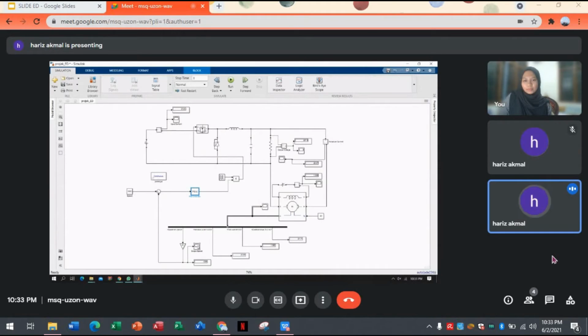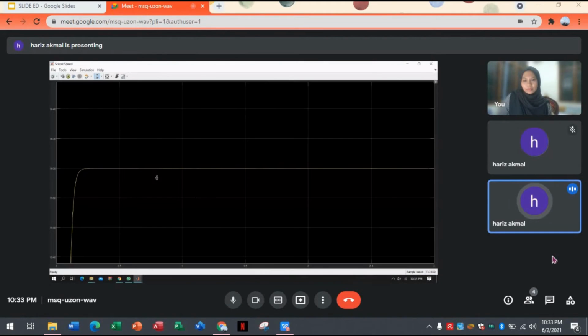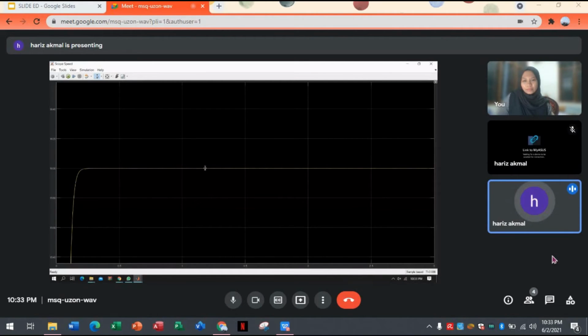I'm sorry for the long time, and this is our signal. So you can see, in less than 3 seconds, our waveform already achieved a stable state, and it will continuously stay stable until the vacuum is stopped.